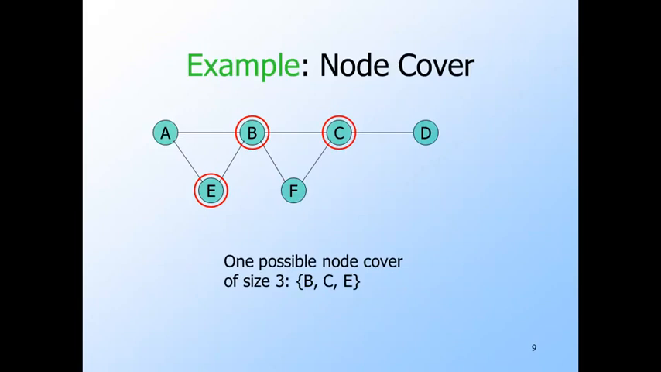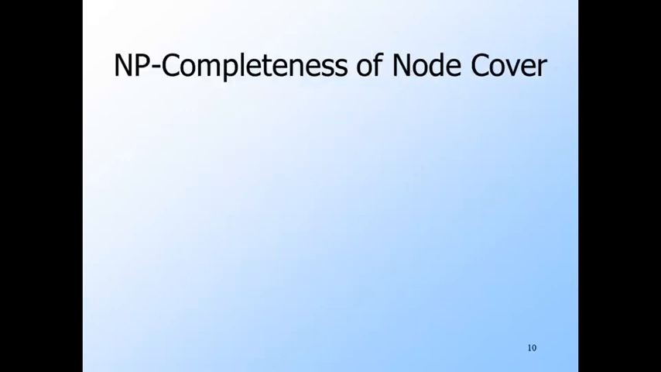The same answer applies if the instance of node cover is this graph with a higher budget. However, if we are given this graph with a budget of 2 or less, the answer is no. We're now going to prove node cover to be NP complete. Okay, we'll give a polytime reduction from 3SAT.